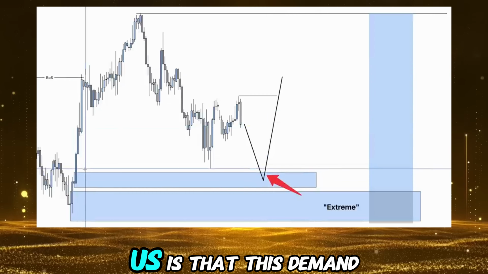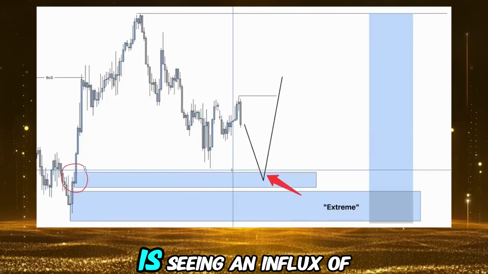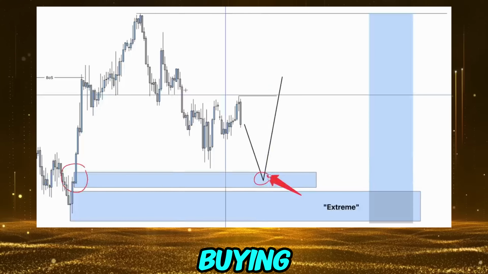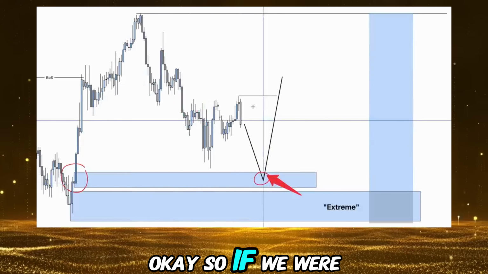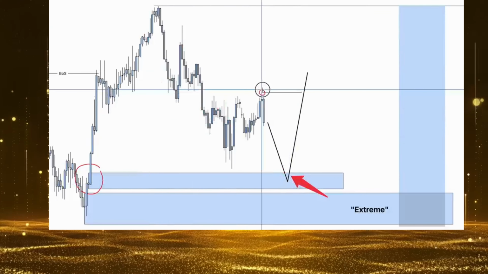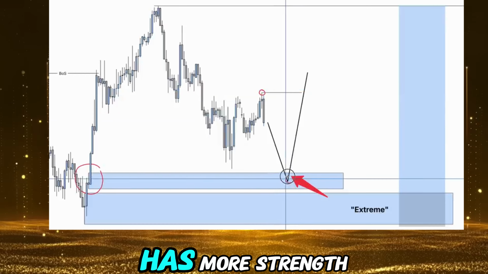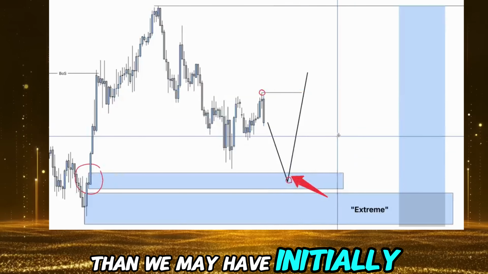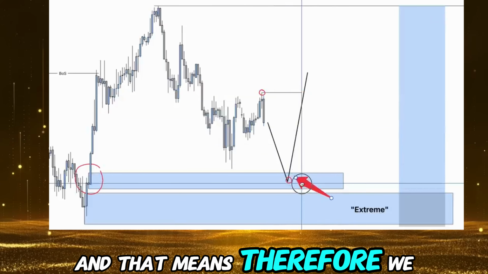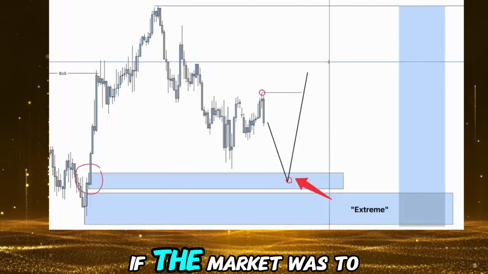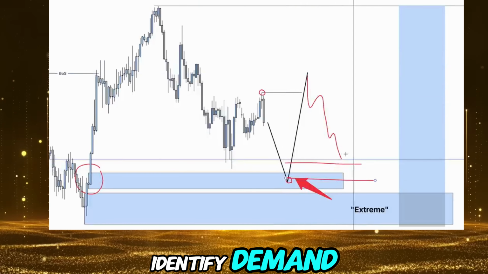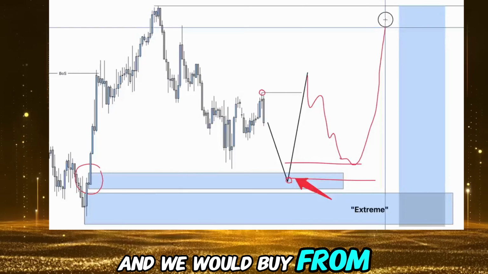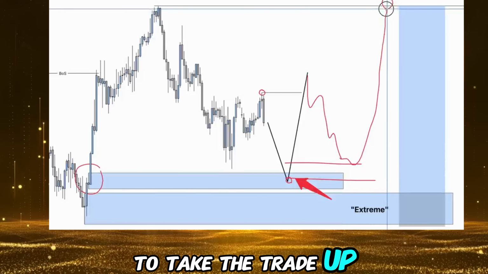Because what it would show us is that this demand zone is seeing an influx of buying that's strong enough to reshape the trend, okay? So if we were able to push over a previous high, it would tell us this zone has more strength than we may have initially anticipated. And that means, therefore, we could take a buy position if the market was to pull back. So from there, we would identify demand. And we would buy from that point to take the trade up towards our target.